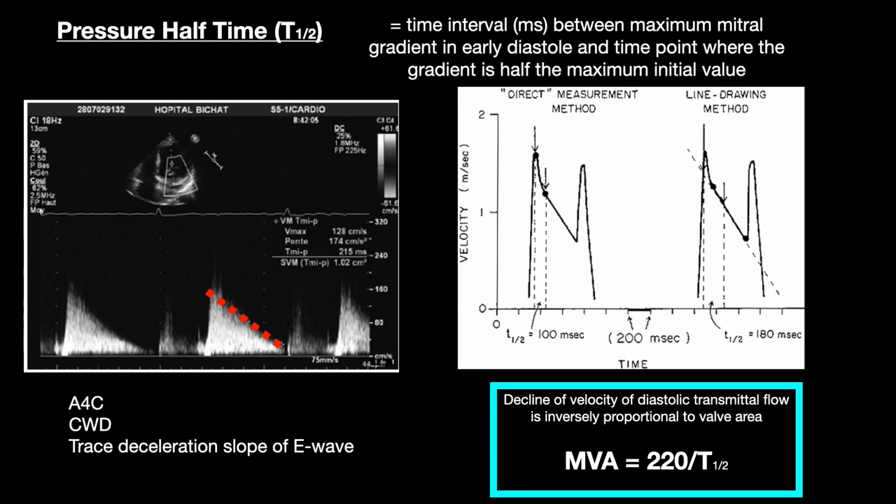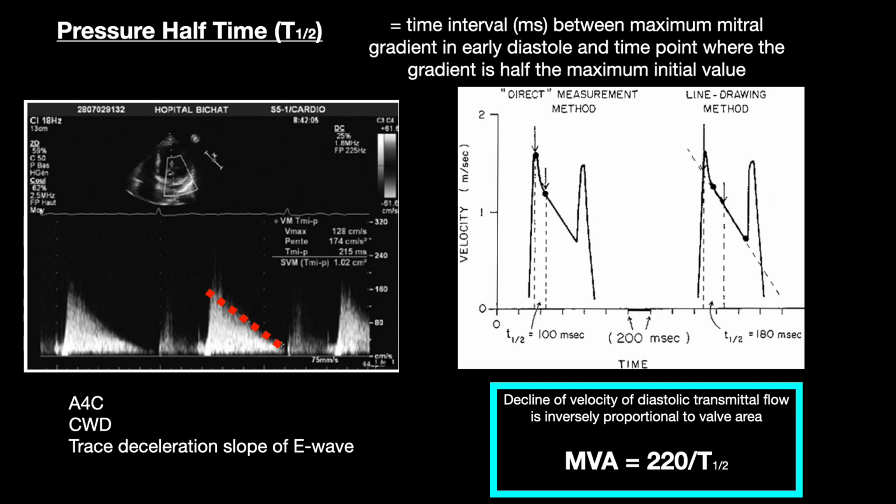The advantages of this are that it is reasonably easy to perform. It's something that we've already learned how to do, or it's a picture that we've already learned how to take, and we can just add this measurement on top. So it is pretty straightforward. And even with not amazing 2D images, you can usually get reasonable spectral Doppler displays at the mitral valve, and therefore you can still make this measurement.